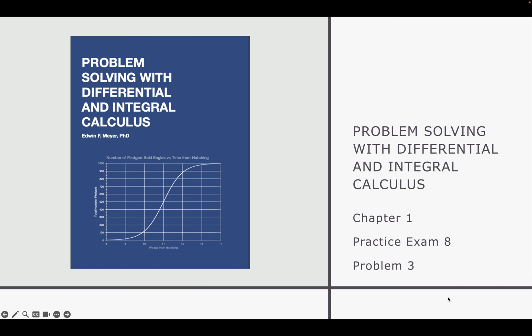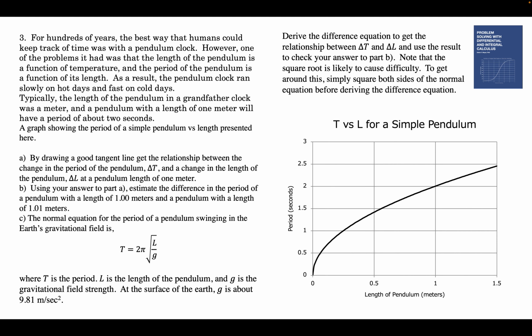This is problem 3 of practice exam 8 in chapter 1 from the book Problem Solving with Differential and Integral Calculus. It involves a pendulum swinging back and forth. Humans used pendulum clocks for a long time.